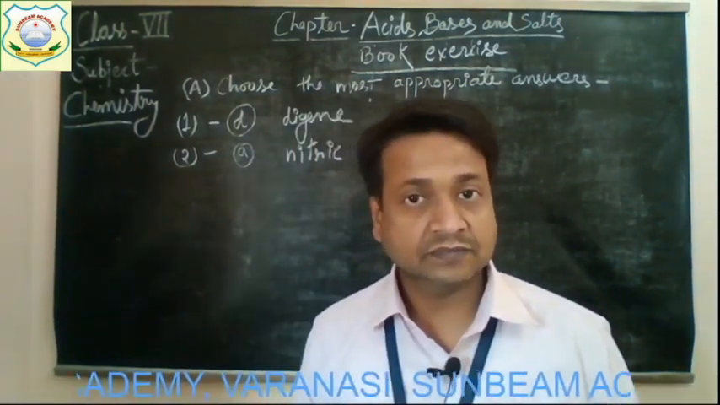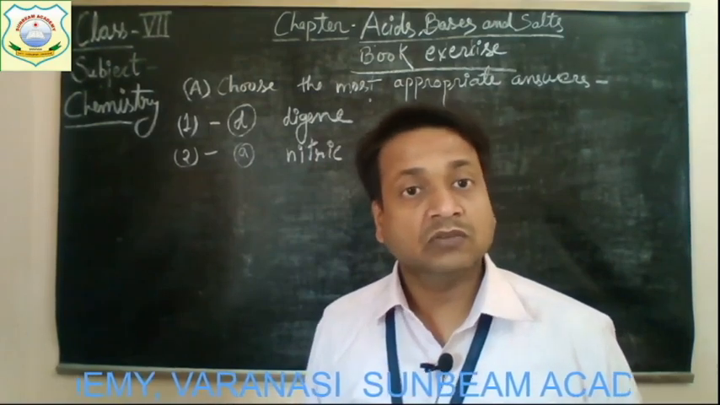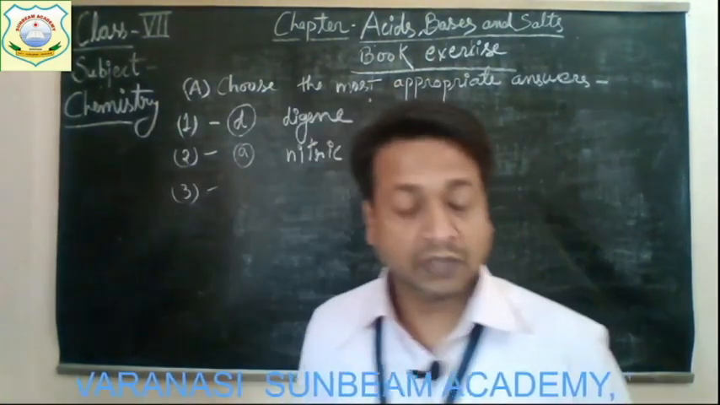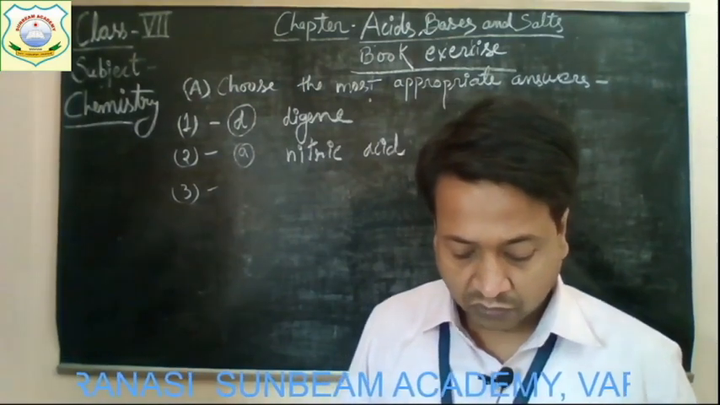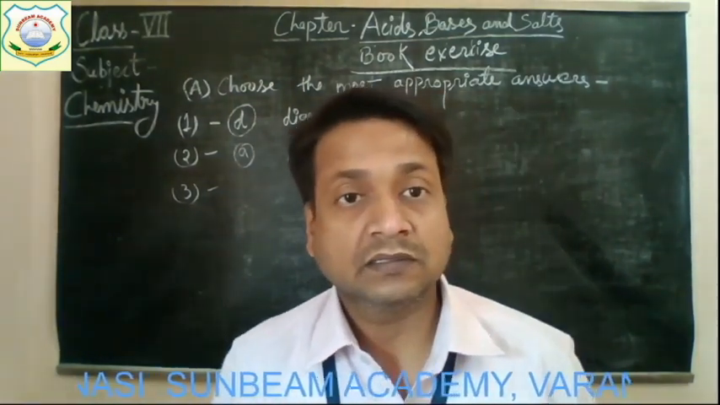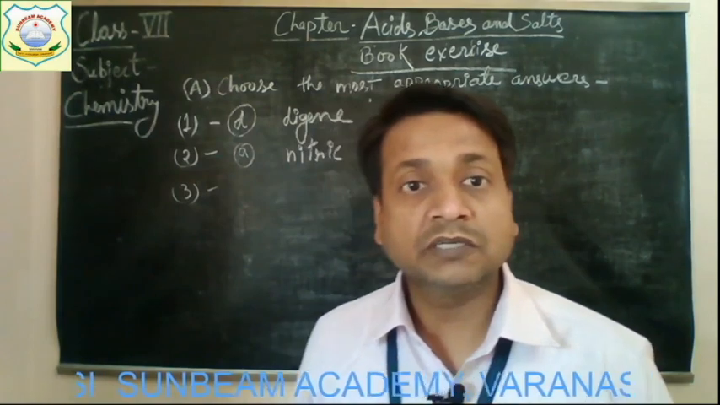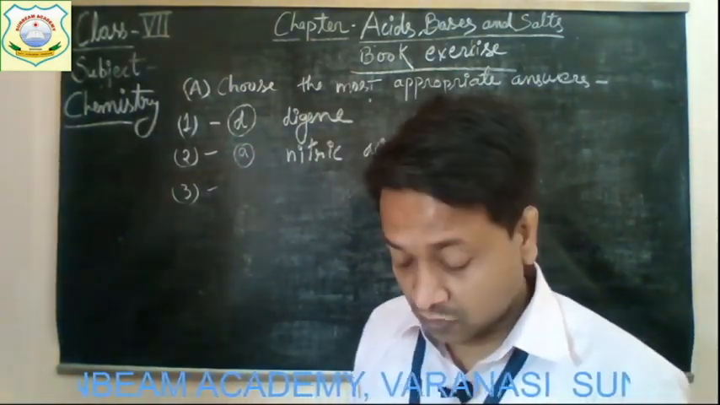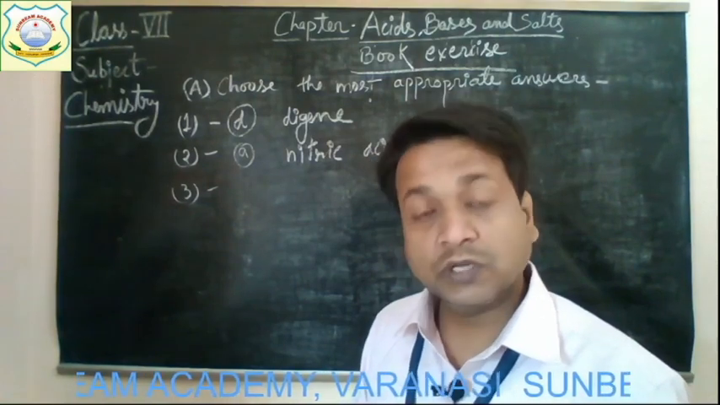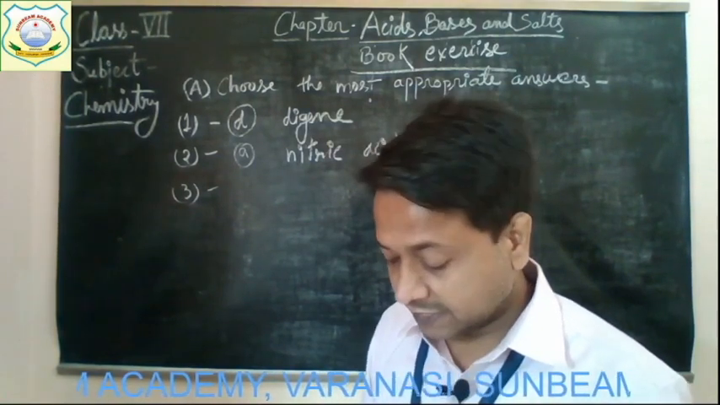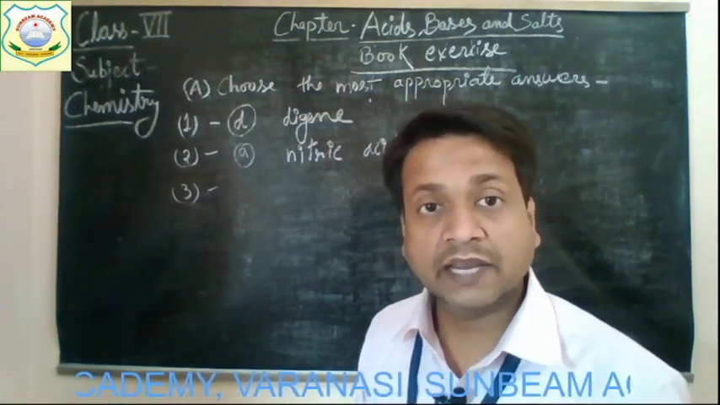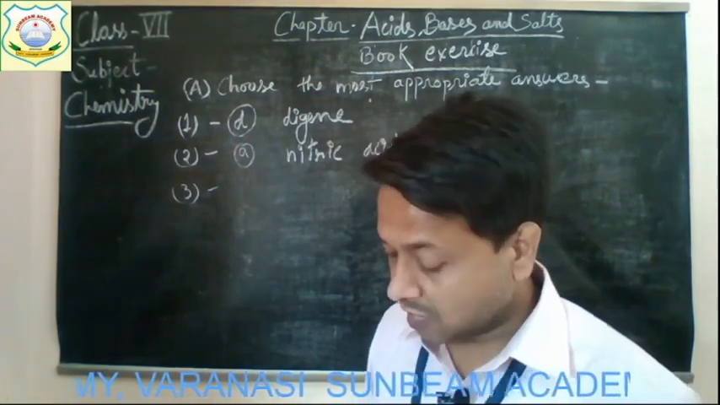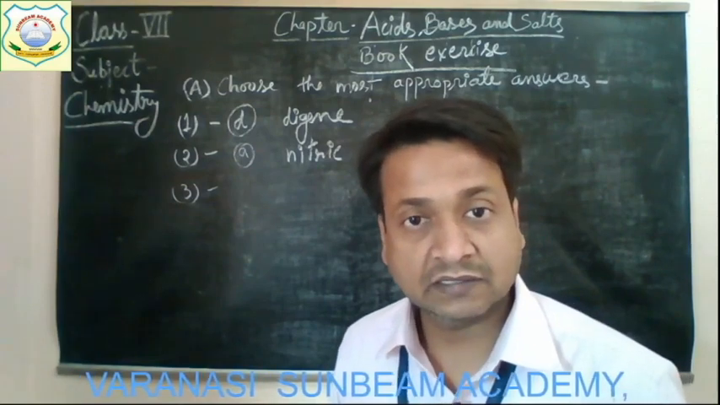Nitric acid. Alright. Now the question number 3 is, which of the following is not a base? Out of the given options, you have to find out which one is not a base. And the options are: first sodium hydroxide, second magnesium hydroxide, third copper carbonate, and the fourth ammonium hydroxide.